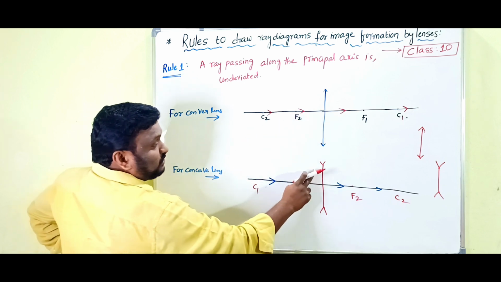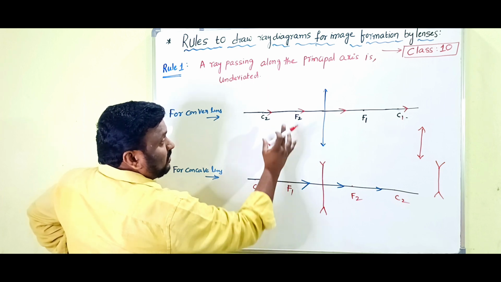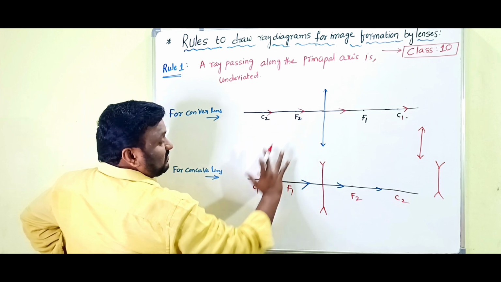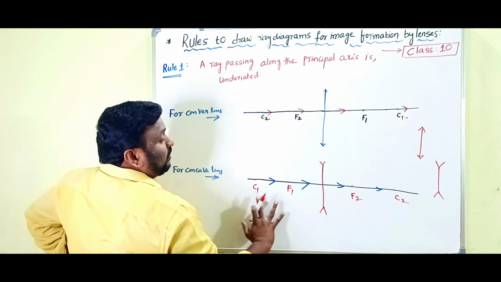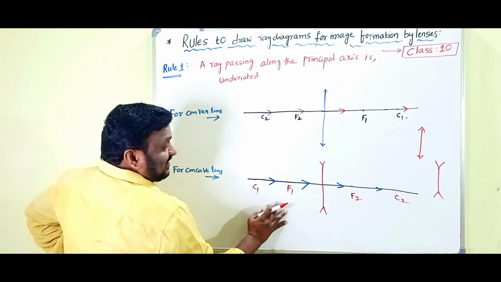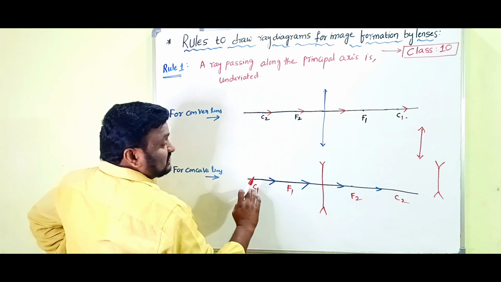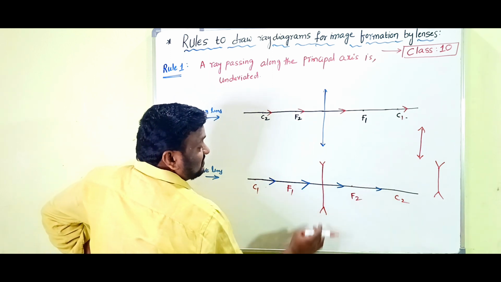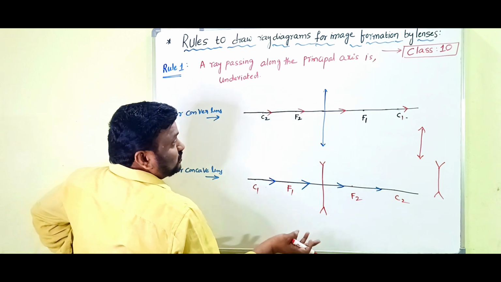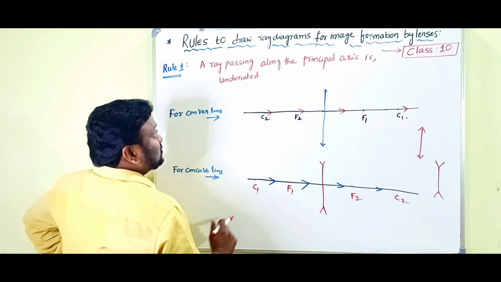Now this is the concave lens. For concave and convex lenses you have to observe: for the convex lens, C2 F2 is on the left side, and for the concave lens, C1 F1 is on the first side. Clear? In this diagram the blue arrow marks represent the light moving along the principal axis, and there is no deviation after refraction either; it is a straight line along the principal axis. So that is the first rule, children.